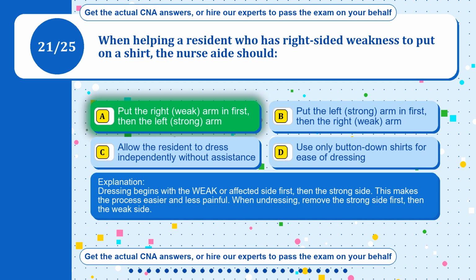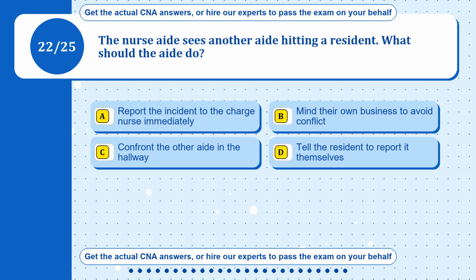Dressing begins with the weak or affected side first, then the strong side. This makes the process easier and less painful. When undressing, remove the strong side first, then the weak side. Question 22. The nurse aide sees another aide hitting a resident. What should the aide do?